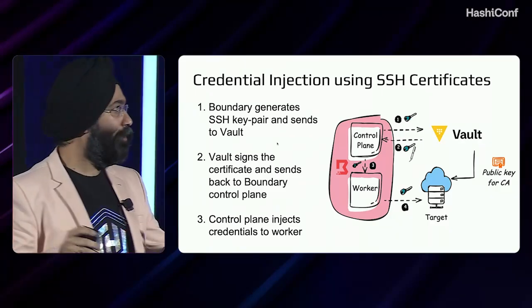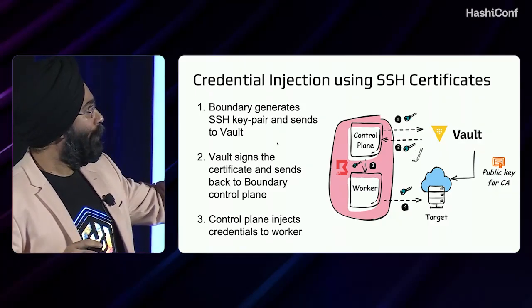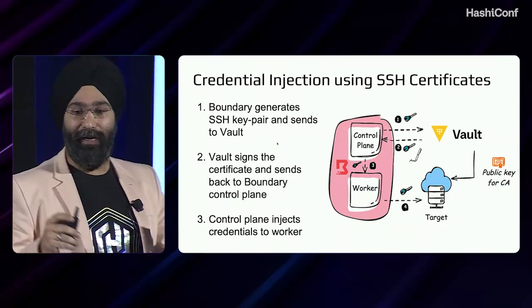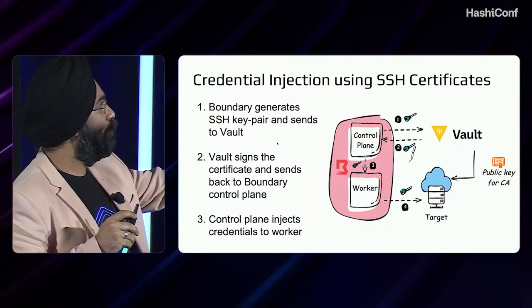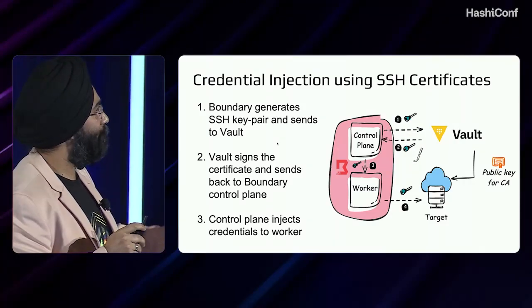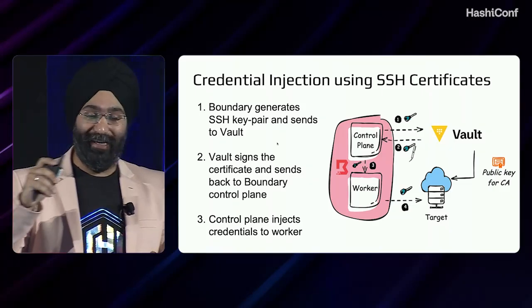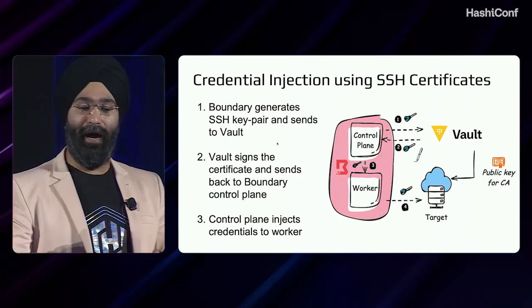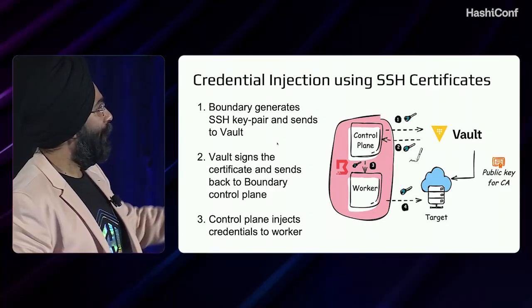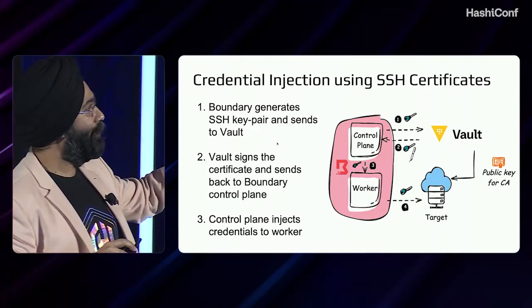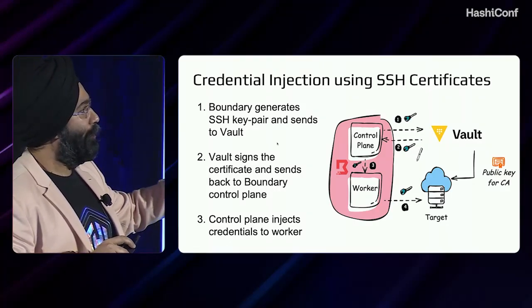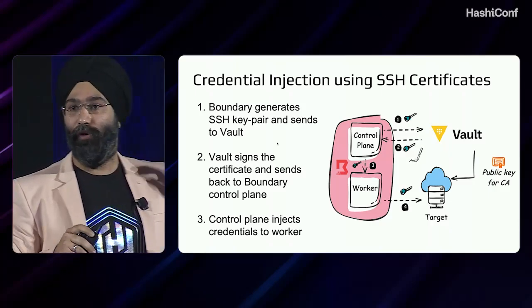If you see the workflow, in the very first step, Boundary generates an SSH key pair and sends it to Vault. In the second step, HashiCorp Vault signs this certificate and sends it back to the Boundary control plane. And then finally, this signed certificate is injected into the target through the Boundary worker.